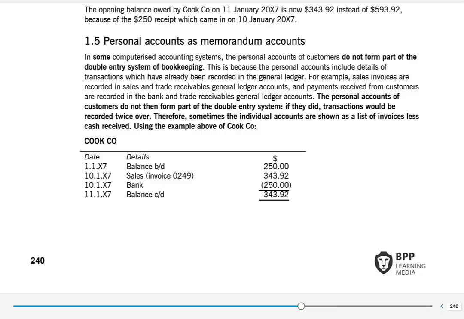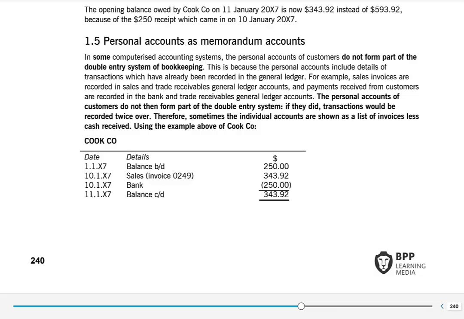Reason 4, matching and allocation. You need to match receipts to invoices, even if the general ledger posting is automatic. So memorandum does not mean unimportant. It means it is kept for control and information, not for the main double entry totals.